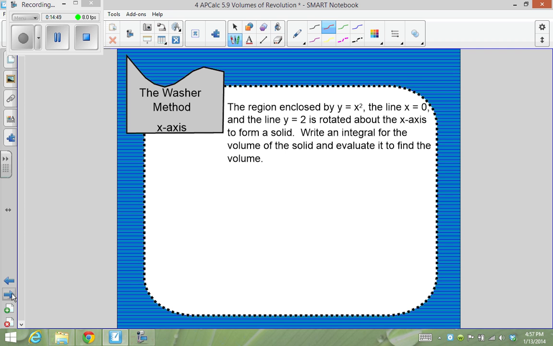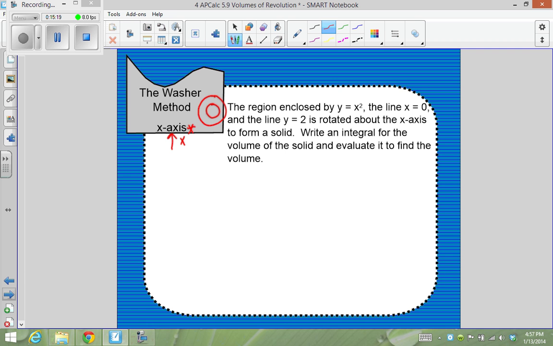Okay, next one. Washer method. Those others were disk methods because we were making a disk. A washer, if you remember, is something like this that has a hole in the middle. Okay? So this time I'm going to be going around the x-axis. Everything is back in terms of x again, but there's going to be a hole in the middle of my solid. So I need to find the volume of the entire thing and then subtract out the volume of the piece in the middle that is no longer there.